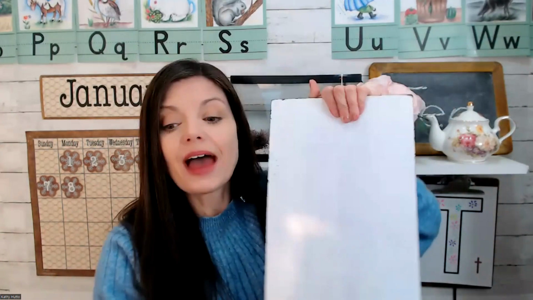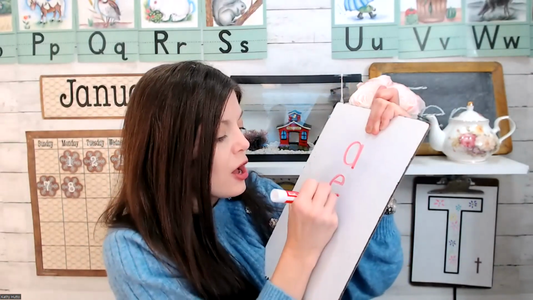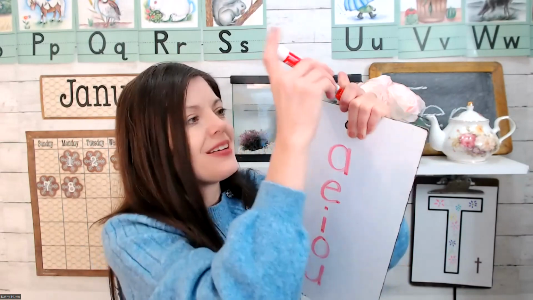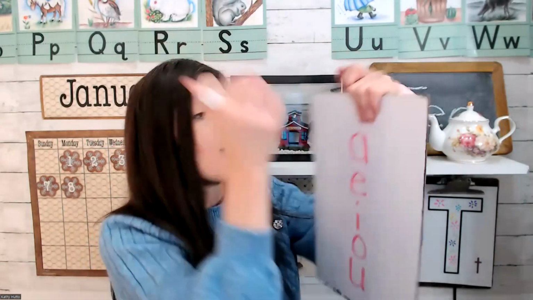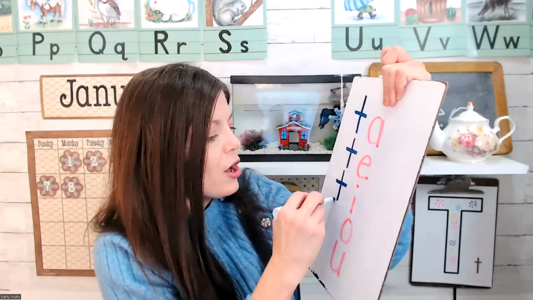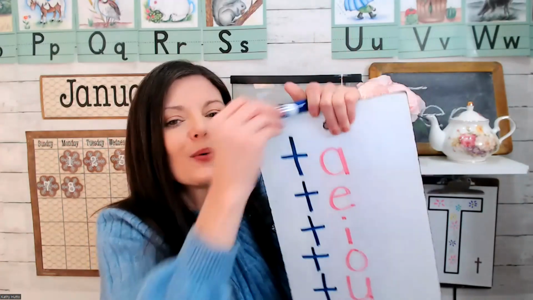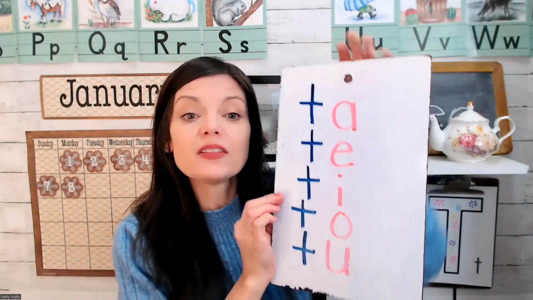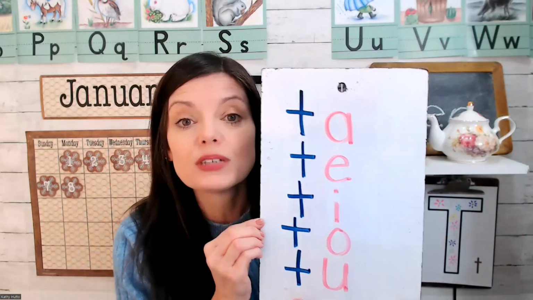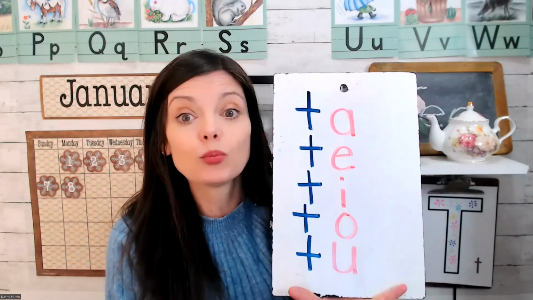Well, it's time for us to blend with that letter sound. Do you remember what the vowels are? The vowels are A, E, I, O, U. These are the vowels. Well, let's put letter T in front of the vowels and let's make these sounds go together. That's called blending. Then we might put another letter at the end and read some real words.